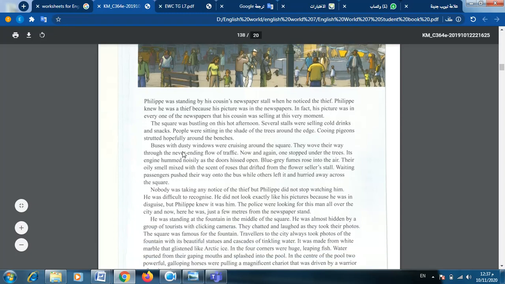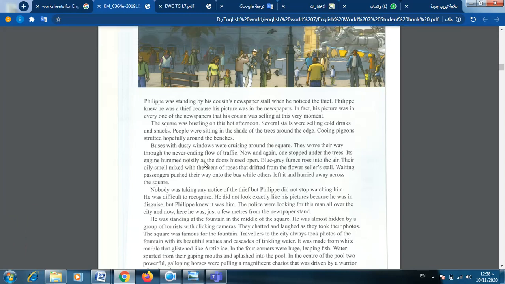Buses with dusty windows were cruising around the square. Buses, okay, with dusty windows were cruising around the square. Yes, there were buses going around the square. They wove their way through the never-ending flow of traffic. Now and again one stopped under the trees. Its engine hummed noisily as the doors hissed open. One of the buses stopped under the tree, okay, and its engine hummed noisily, made a low and continuous sound, as the doors hissed open.